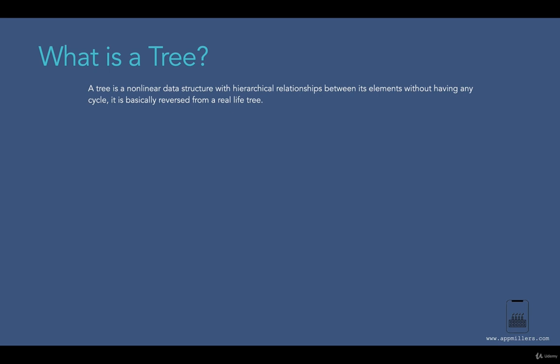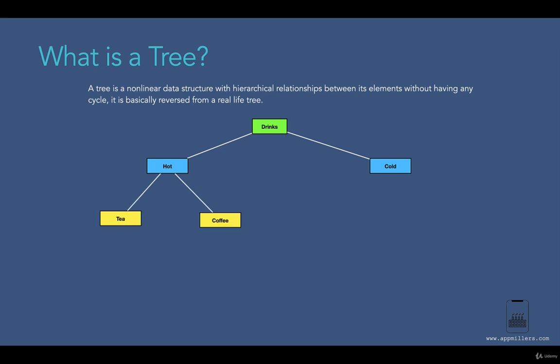To understand this definition, let's look at a real-life example. As with other data structures, we are using tree data structures in our daily life. Let's say we are in a cafe and we want to order a drink. When we open the drinks page on the menu, we can see that we have two types of drinks: hot drinks and cold drinks. If we want to order hot drinks, here also we have two types: tea and coffee.